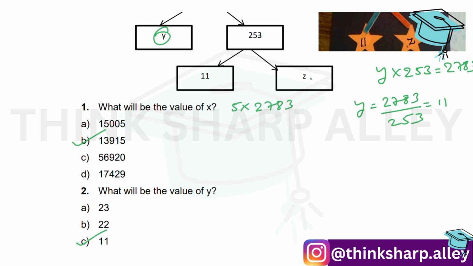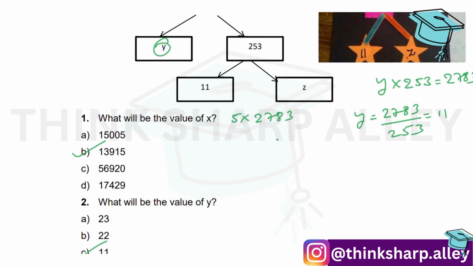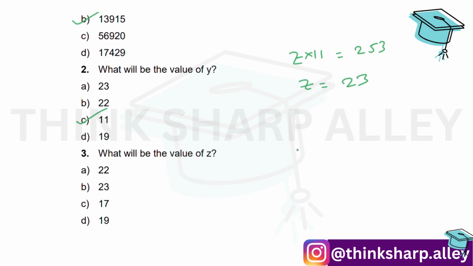Now what is the value of z? Z into 11 is equal to 253. So z will be equal to 253 divided by 11, which is equal to 23. So value of z is 23.